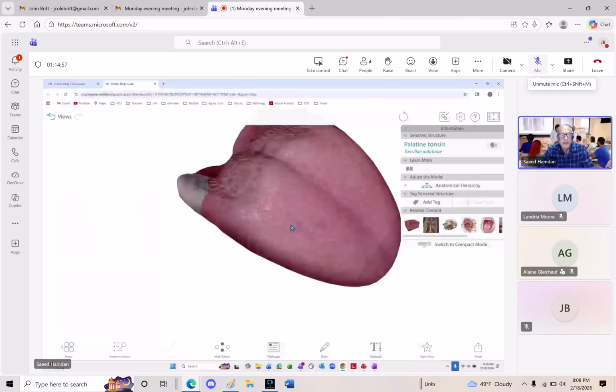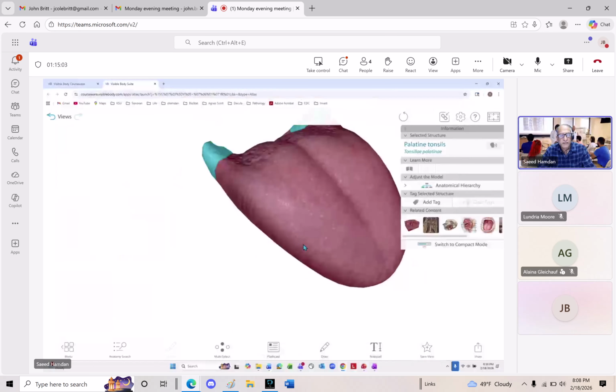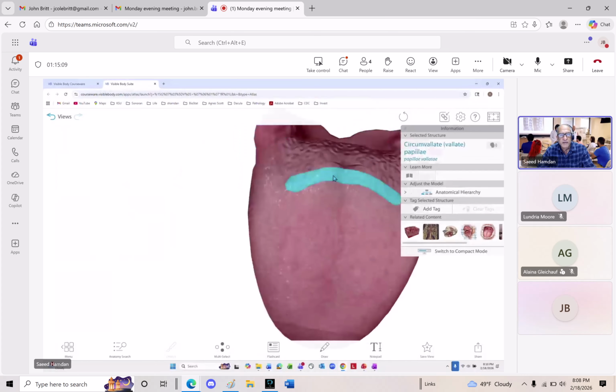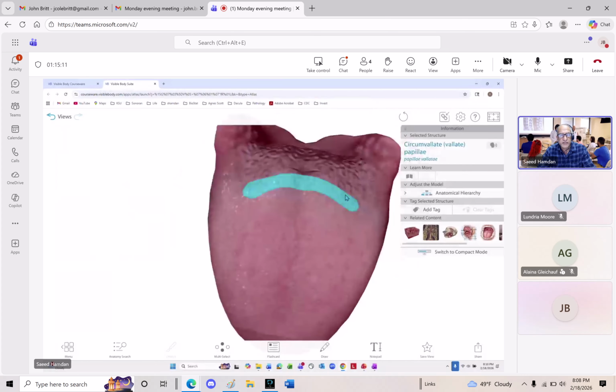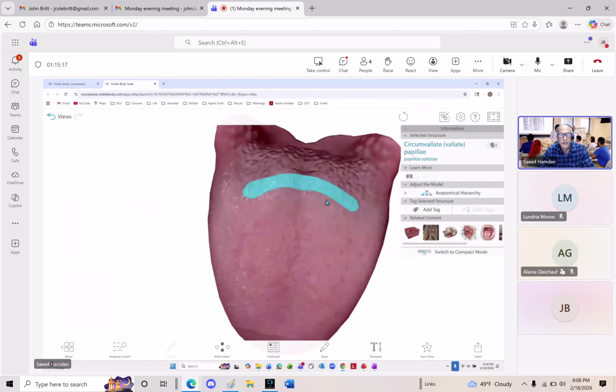But on the side, you won't be able to see the foliate or the fungiforms. You won't be able to see them. The circumvallate, you'll be able to see them, which is like the border basically, before you get to the foramen cecum. Okay.